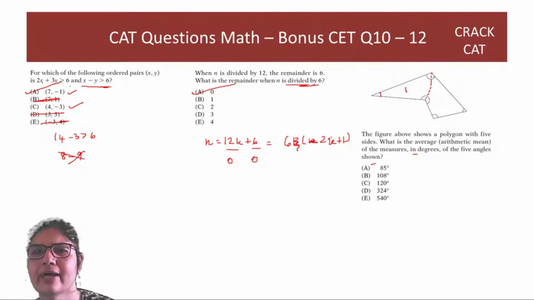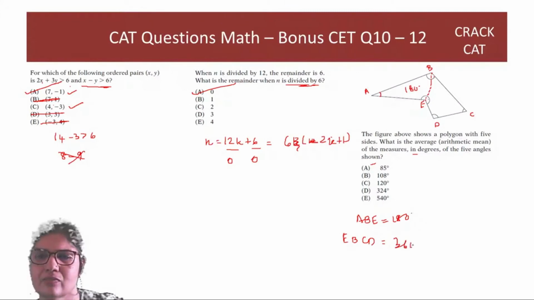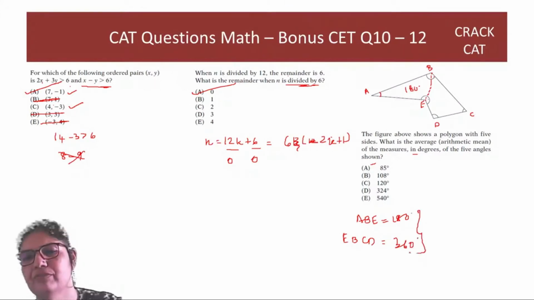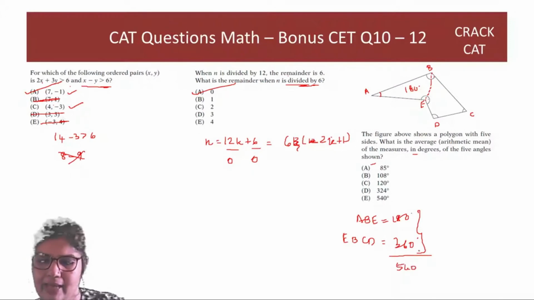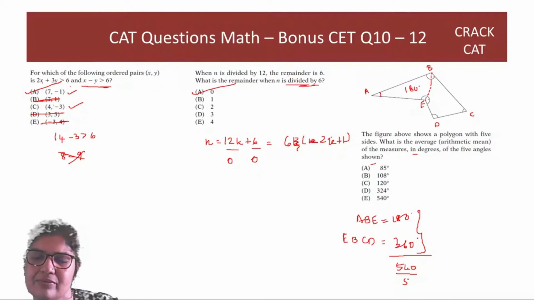Now this is a triangle with 180 degrees as the sum of these 3 angles. Let's say A, B, C, D and E. So ABE is 180 degrees and EBCD is 360 degrees. So if I add the two of them, that will work out to 540 degrees. And then if I divide them by 5, each of the angles is 108 degrees.